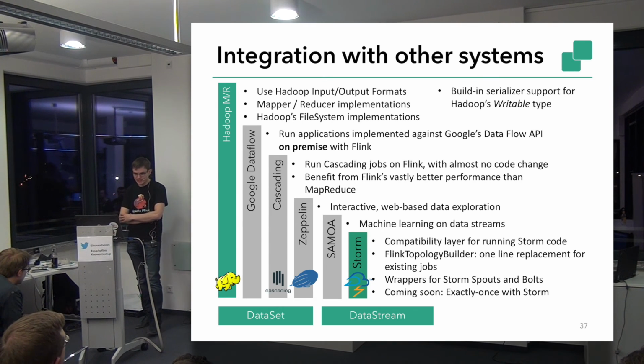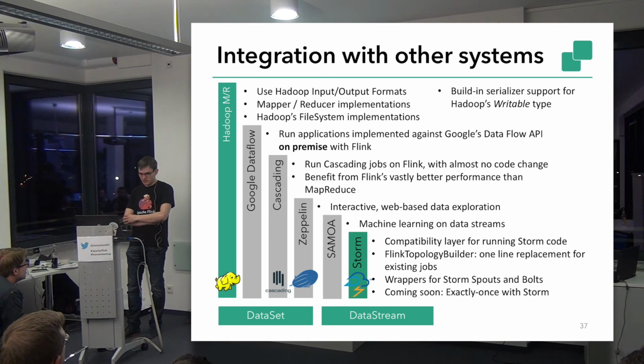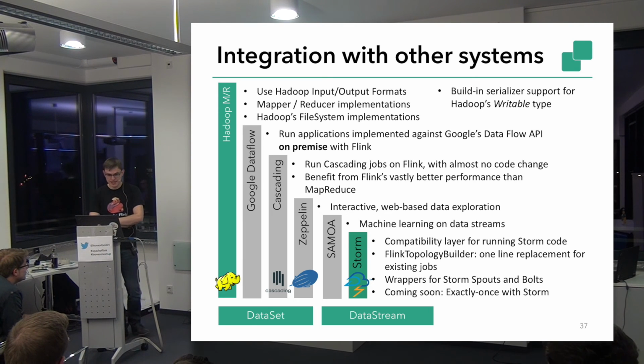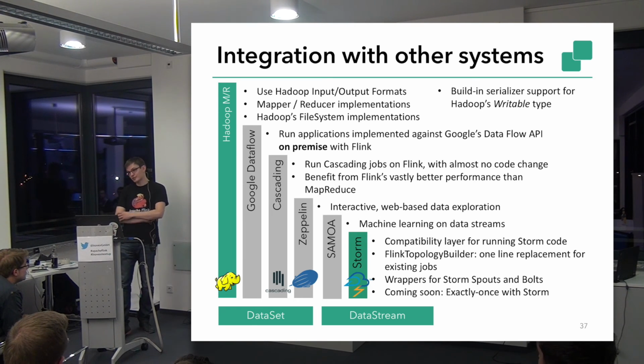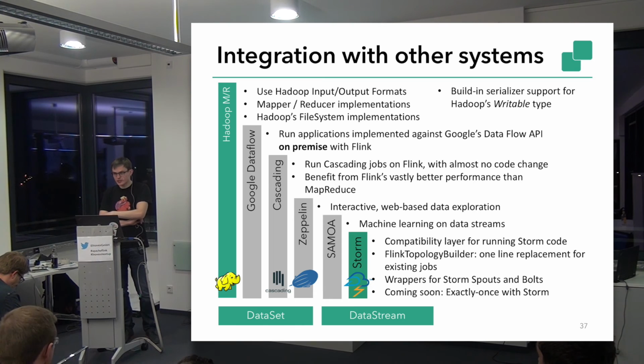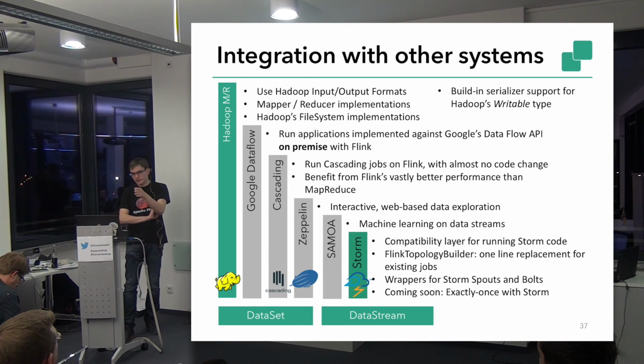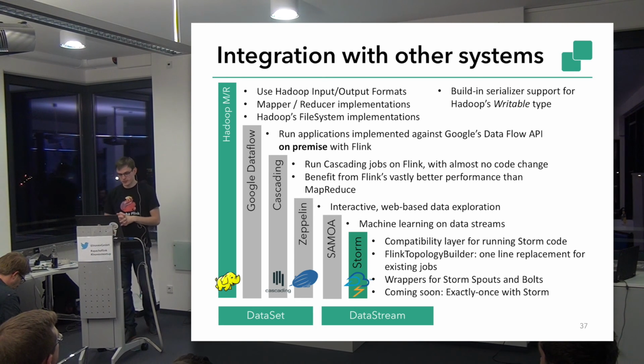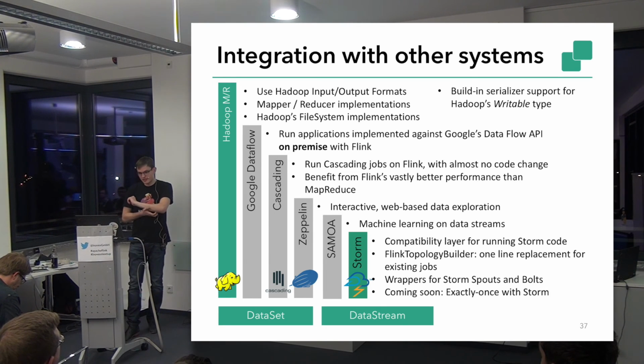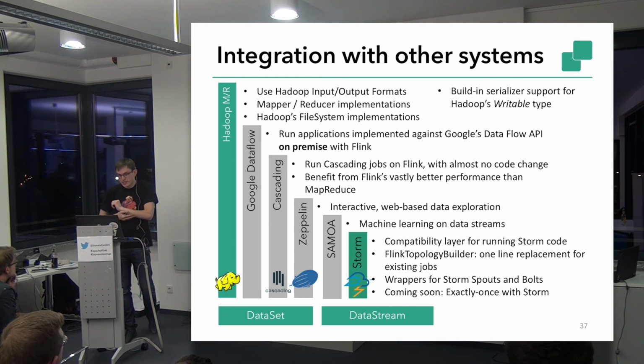We also recently, so Data Artisans partnered with Concurrent to implement the Cascading API. So you can use existing Cascading jobs with almost no code change, which means one line. Instead of the MapReduce 2 submitter, you can use the Flink submitter, and then we will just use the same API and everything and submit the job to a Flink cluster instead of MapReduce. And the first performance numbers that we are getting are pretty impressive. So people can use the existing Cascading jobs with a much better resource utilization.